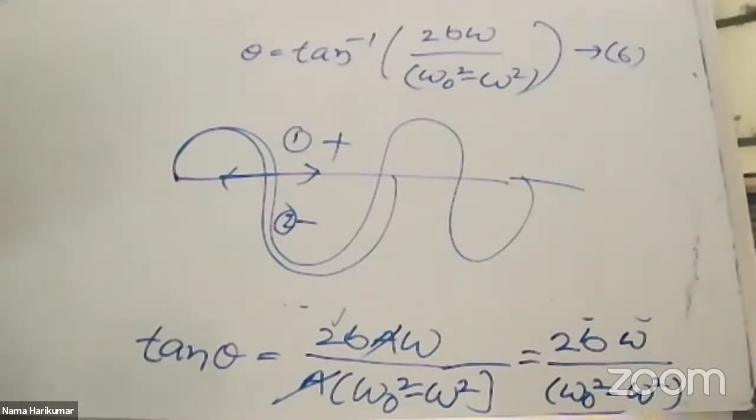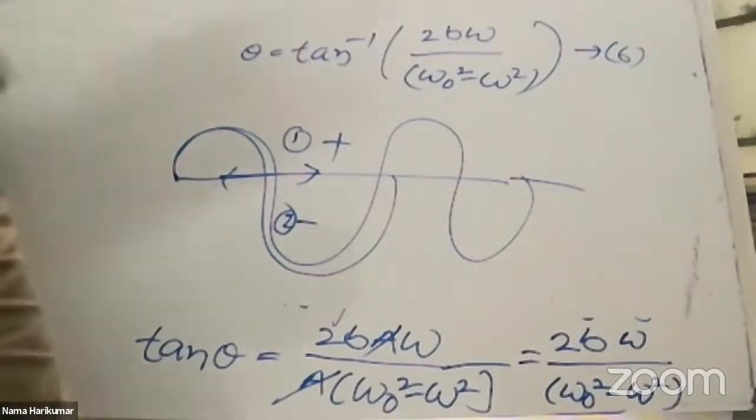Next, from equation 5, A is equal to F by under root of omega naught square minus omega square whole square plus 4b square omega square. So this is the A equation. The A value we have to apply in equation 2, then you will get the x value. So how can we find out the x value? You can see that.